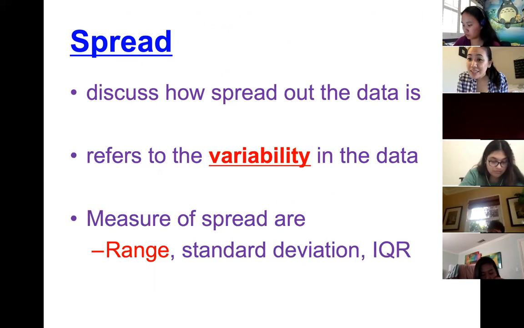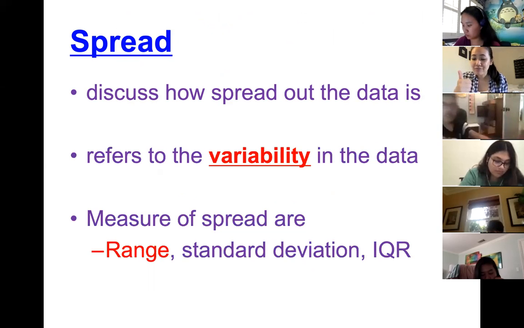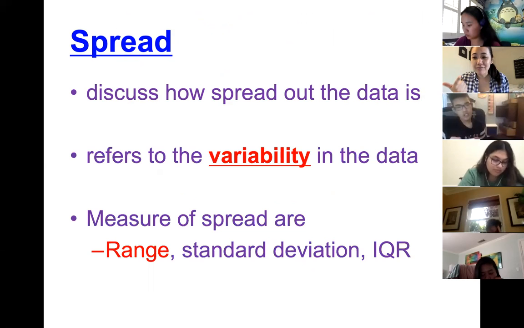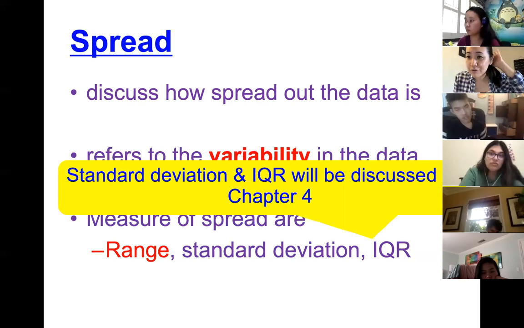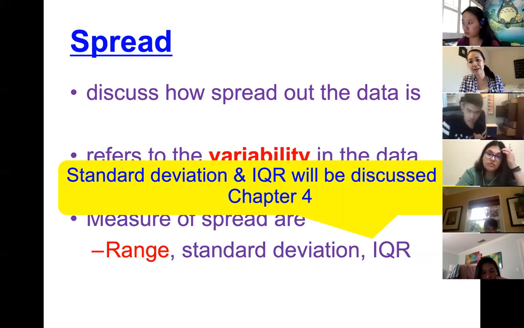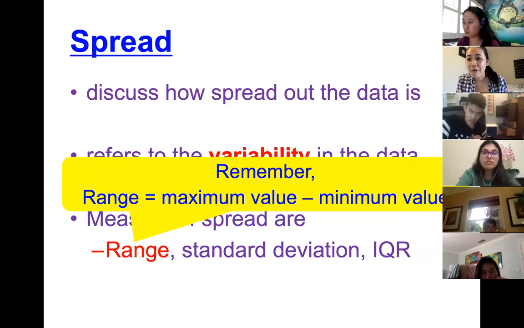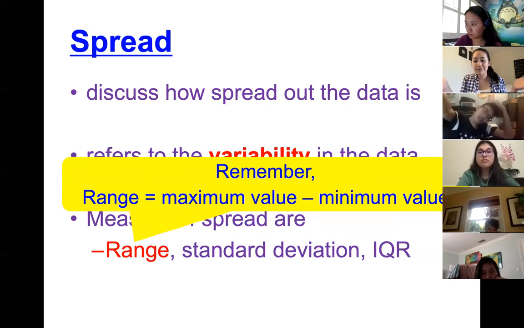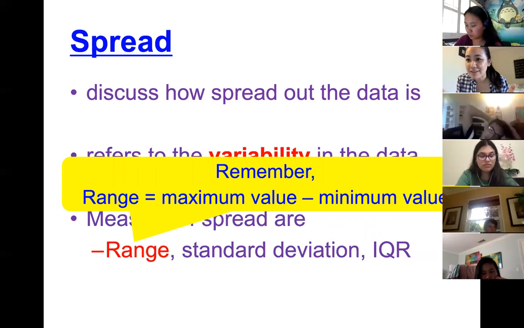So 3 measures of spread. We have range, standard deviation, and IQR. The last 2 we're going to talk about in chapter 4. So don't worry about those for now. For now, I want you guys to tell me instead, for spread, what the range is. Just tell me what the range is.